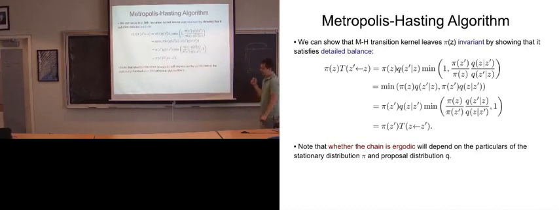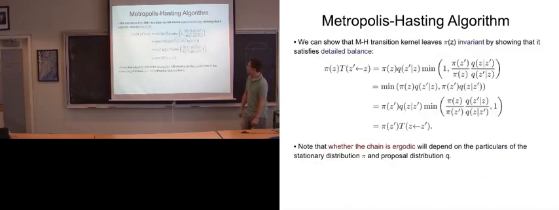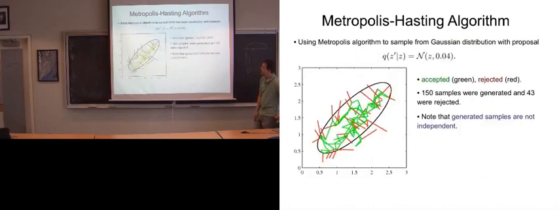One thing is that whether the chain is ergodic or not is going to depend on the particulars of the stationary distribution pi and the proposal distribution. Okay. So you just have to make sure that your proposal covers all the states, has non-zero probability of reaching all the states for which pi has non-zero probability. I think that in one of your homeworks you will prove something like that for one of the transition operators, so you'll get a little bit of hands-on experience with that.